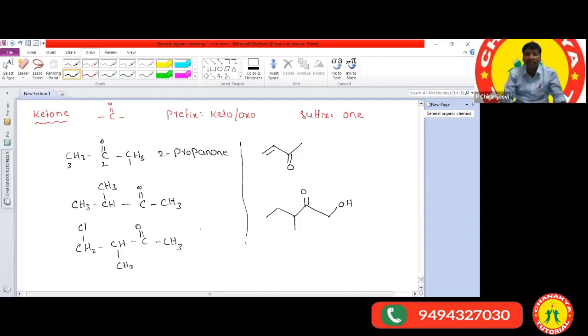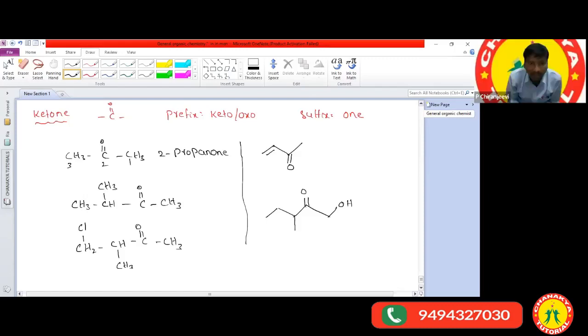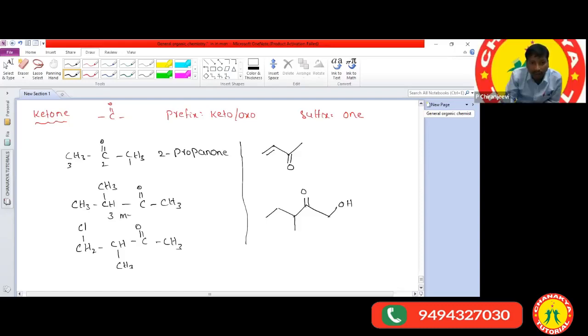Second example, Aditi. Anjan, you can also write the second example. 3-methyl. Very good, Anjan. 3-methyl-2-butanone. In short form, we can also write 2-butanone, or butan-2-one. That is also correct. 3-methyl-2-butanone is also correct. Okay.